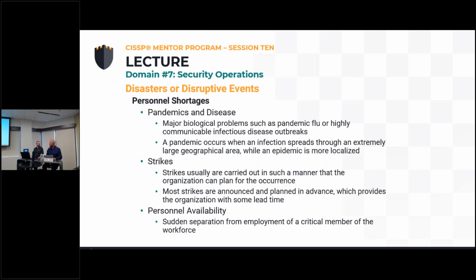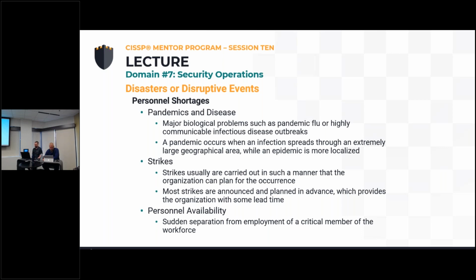All right. That graphic came from the DBIR, so the Verizon Data Breach Investigations Report. So if you wanted to know what they are, it's in there somewhere. All right. So personnel shortages, we will need to know these. Pandemics and disease. So if there's a flu, they're all out sick. That is a negative business impact. And you will need to know this for the exam.